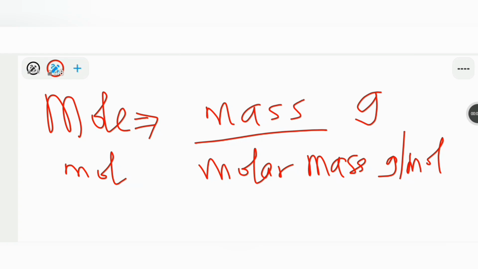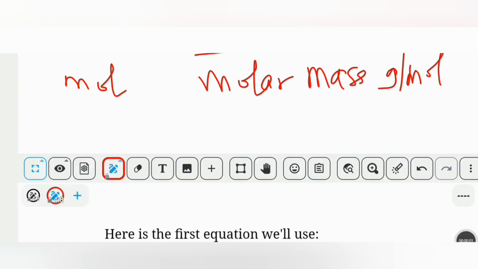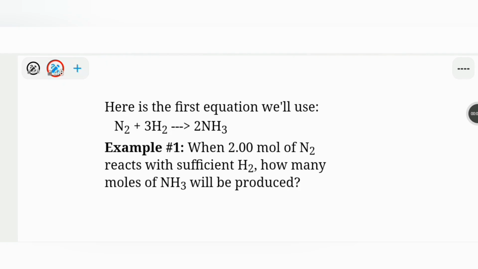Now let's take some questions. I'm teaching the ratio method, the ratio trick that will help you to get most of the questions in stoichiometry. This is the first question here. So we have to use this equation for this question.